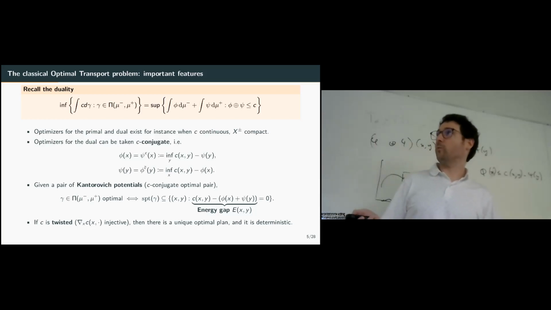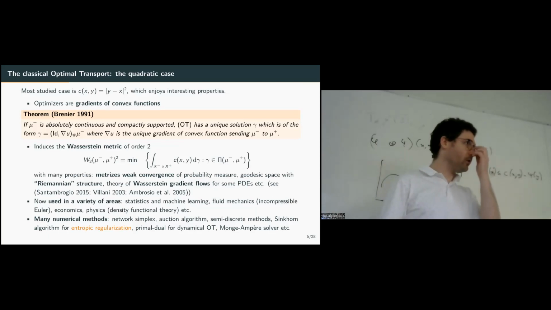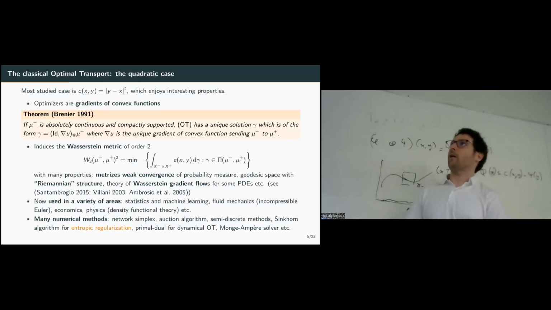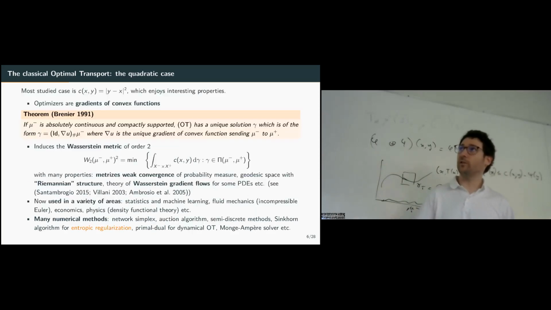The most famous case is the quadratic cost, for example. Okay, so it's the square Euclidean distance. It's the most used in the literature. Okay, and you can compute the gradient of this quantity. It's exactly x minus y, and it's injective in that case. So it falls in this twisted category. So it's just the generalization of this.